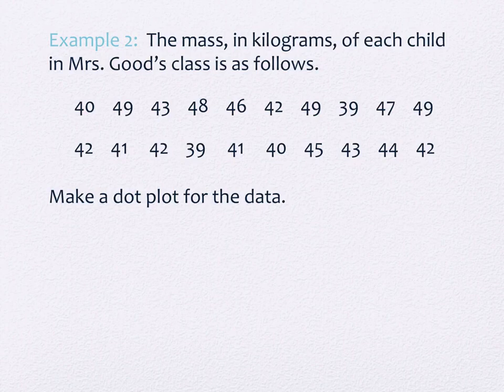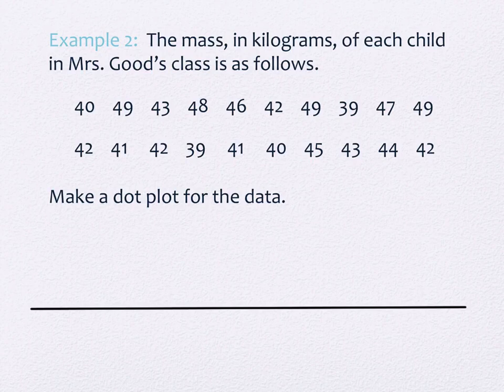You're going to draw a horizontal line, and on the horizontal line, we need to know what the smallest value is going to be on our line and what the largest. So what's the smallest data value you see above? 39? Okay. What's our largest? Is it 49? All right, so it's got to go from 39 to 49.